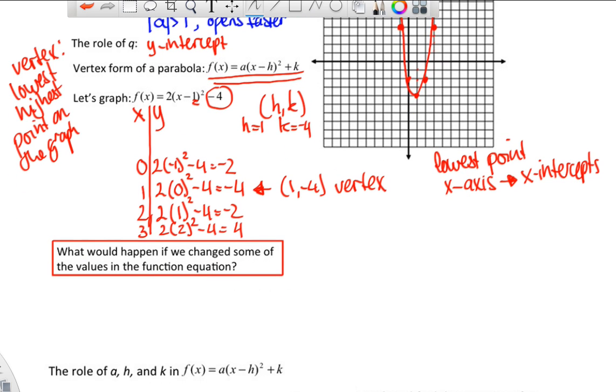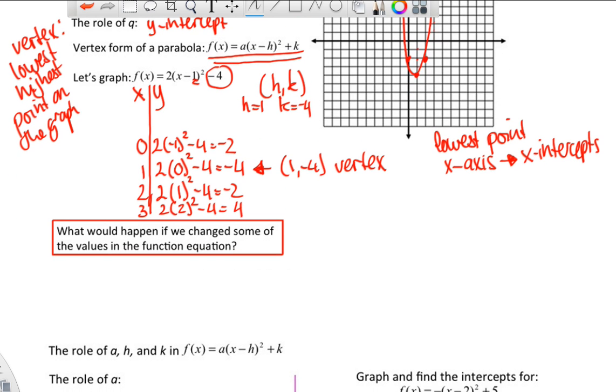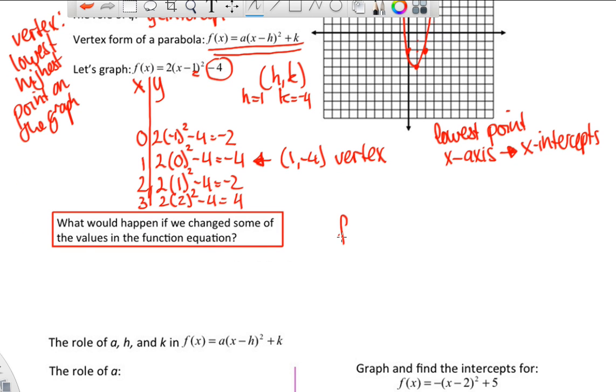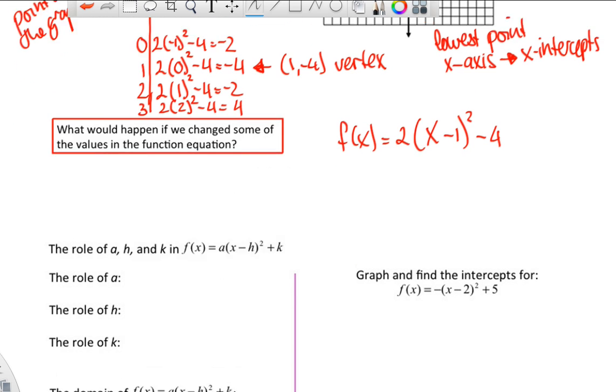Okay, so what would happen if we change some of the values in the function equation? Some of the values we're going to look at: what happens if we change this minus 1 to a plus 1 or a minus 4? What happens if we change this negative 4 to a positive 4? Okay?